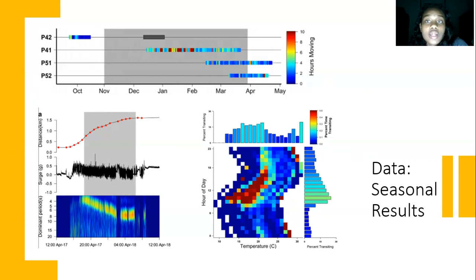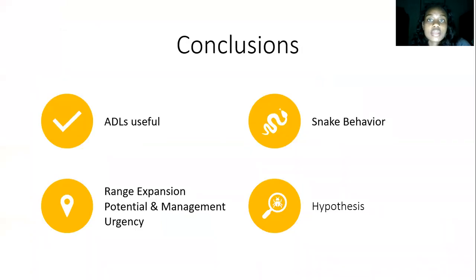Referring back to the abacus plot, snakes generally showed less than 2 hours of movement, and most movement was seen in the middle of the presumed breeding season here. Based on these data, the scientists concluded that snakes' behavior is heavily influenced by the seasons and times of day. Now let's discuss the conclusions.